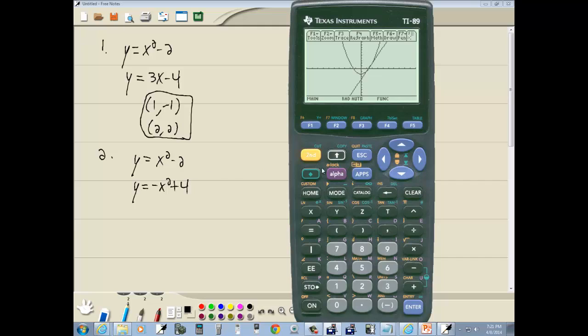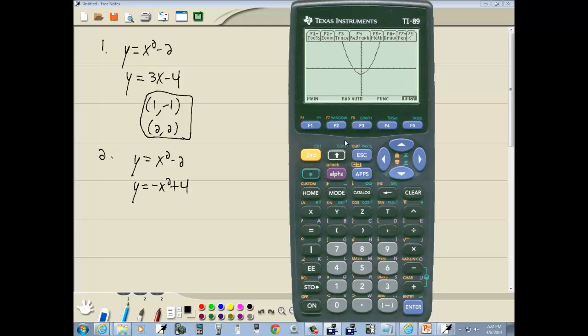Let's go put these in. So I'm going to go to my y equals, so I do diamond F1, up arrow to y2, press clear. Up arrow to y1, press clear. And we're going to have x squared, so I do x key caret 2 minus 2, enter. Then on y2, we're going to have negative x squared, so negative x key caret 2 plus 4, and press enter. Okay, now let's graph this, so we're going to do diamond F3 for the graph.